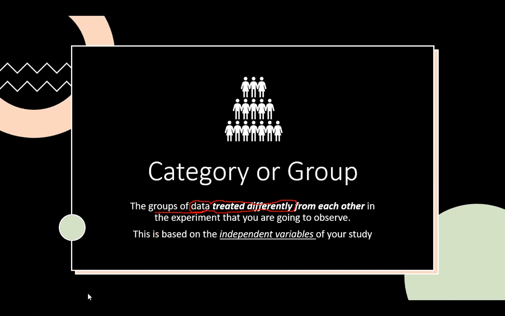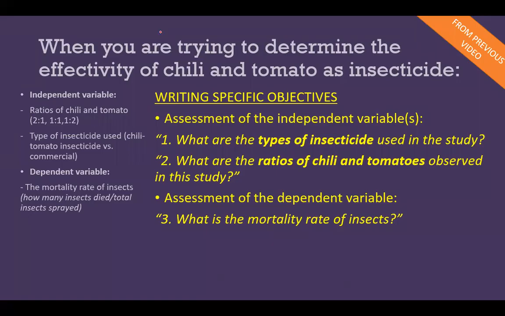So you're going to observe categories or groups based on the independent variables of your study. Whatever independent variables are declared there are the basis of your number of categories or groups to be observed. So let's look at this first example, the previous example when you're trying to determine the effectivity of chili and tomato as insecticide. From the previous video, we already know that the independent variables are the ratio of chili and tomato, and also the type of insecticide used.